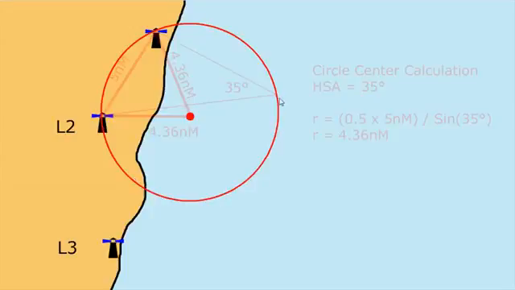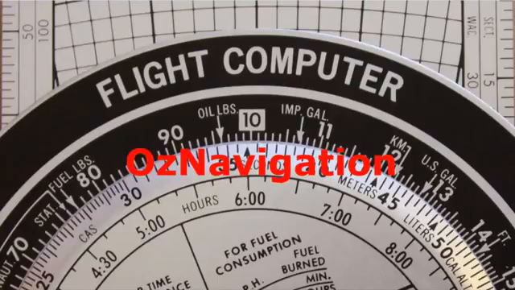Like we said before, it doesn't tell you exactly where you are, but it does tell you the range of positions where you must be. You must be on this line if you're getting an angle of 35 degrees. So that's it for horizontal sextant angles.